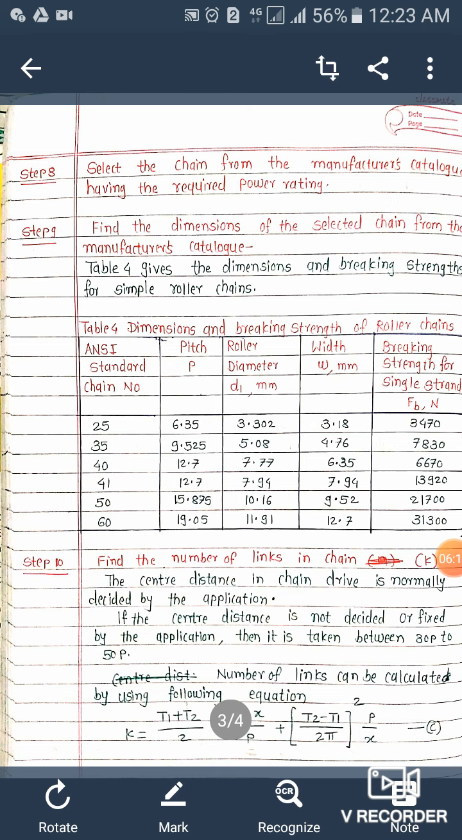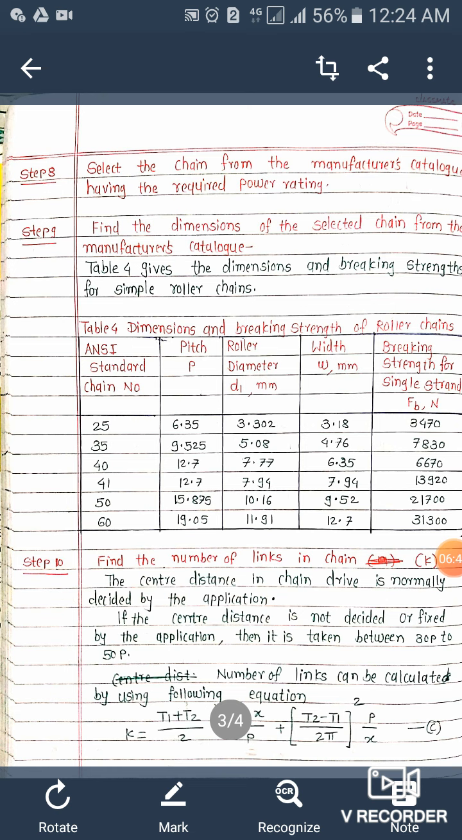Now step number 10 is to find the number of links in the chain, that is K. The center distance in a chain drive is normally decided by the application. If the center distance is not decided or fixed by the application, then it is taken between 30p to 50p. The number of links can be calculated by using the following equation.